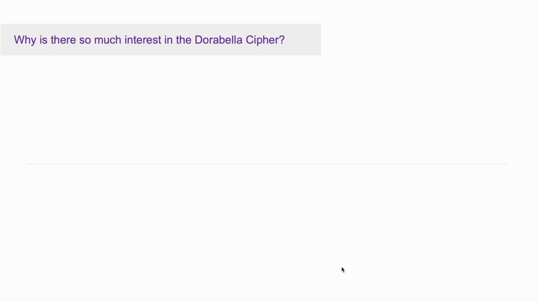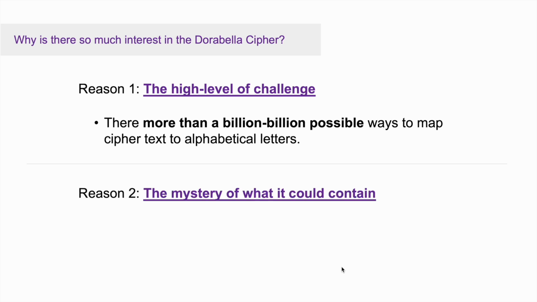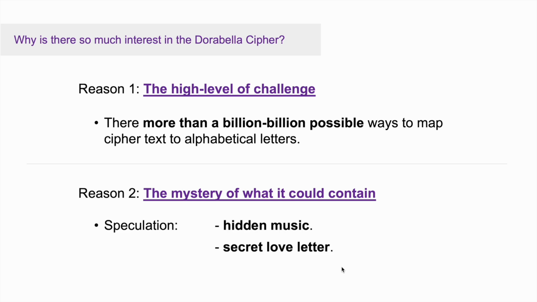This cipher sits amongst the world's top mysterious and unbroken codes. There is interest in it for the following reasons. The high level of challenge. There are more than a billion possible ways to map the ciphertext to alphabetical letters, and the mystery of what it could contain. Speculation includes hidden music and a secret love letter.